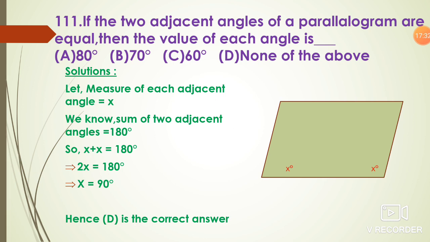Question number 111. If two adjacent angles of a parallelogram are equal, then the value of each angle is dash. Since the angles are equal, we can assume that both are x. We know that the sum of adjacent angles of a parallelogram is always 180 degrees, because the opposite sides of a parallelogram are parallel. So x plus x equals 180 degrees, that means x equals 90 degrees. So each angle will be 90 degrees, and 90 degrees is not in the given options. So D is the correct answer.